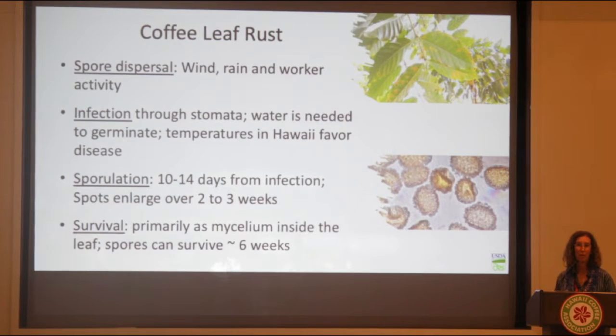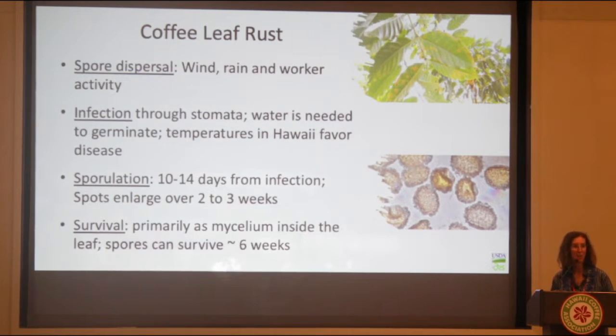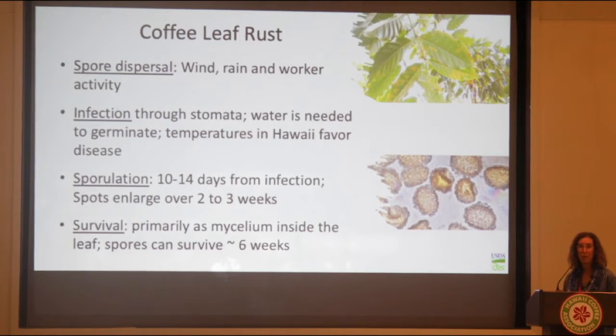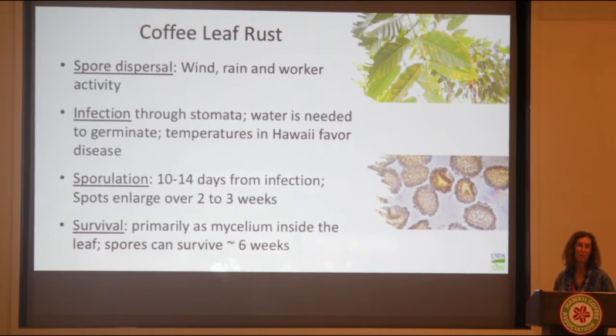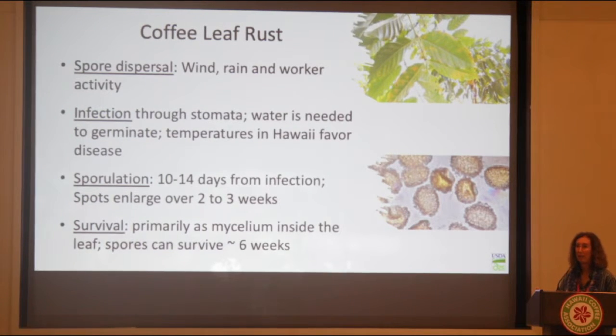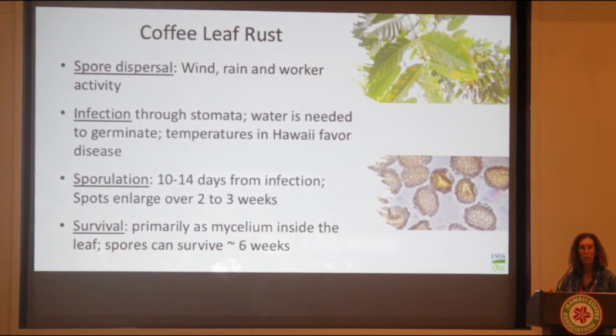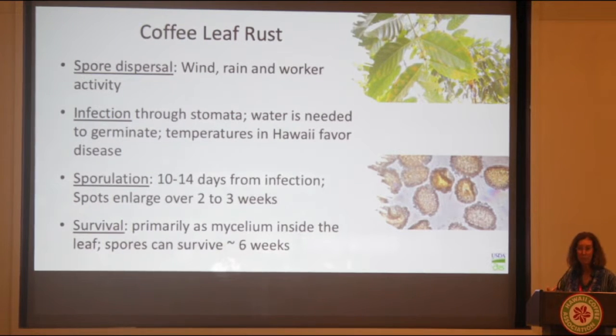Now, why is that important? In order to manage it, the sprays have to get to where the fungus is. Water, again, is necessary for germination, so there are ways to cut down on the moisture that remains on the leaves, and you can help manage the issue. Unfortunately, the temperatures here really are conducive to disease. It develops very quickly. Once it germinates and gets inside, in 2 to 3 weeks you can actually see symptoms and the initiation of spore development.